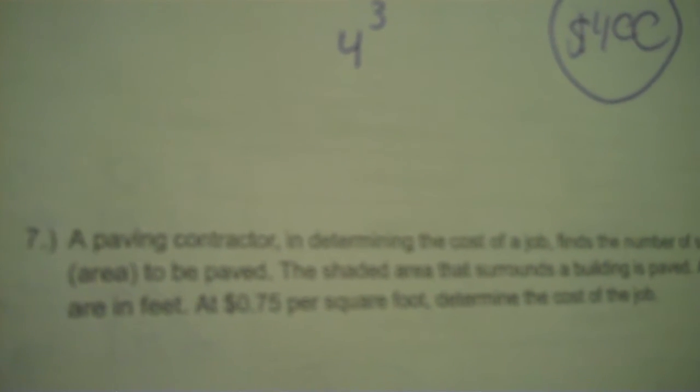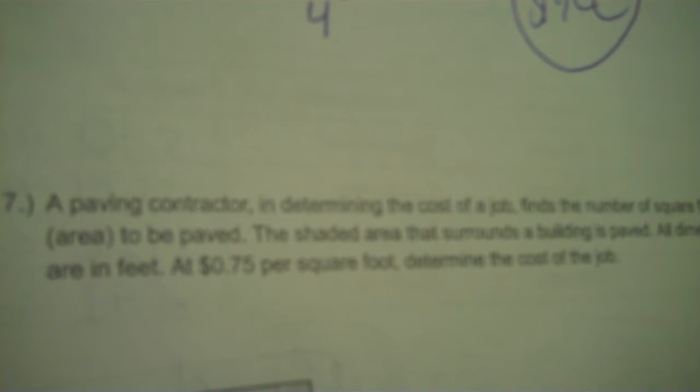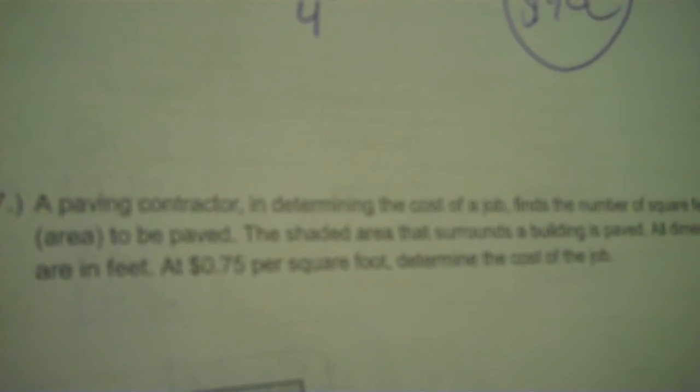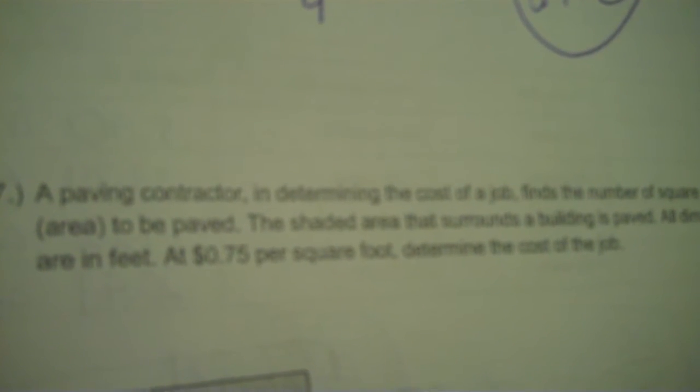Okay, number 7. A paving contractor, in determining the cost of a job, finds a number of square feet area to be paved. The shaded area that surrounds a building is paved. All dimensions are in feet. At 75 cents per square foot, determine the cost of the job.